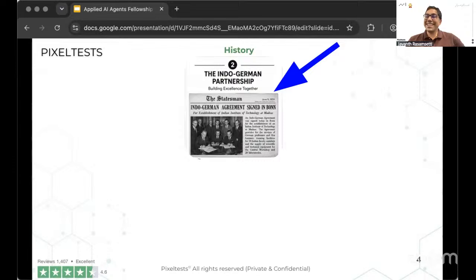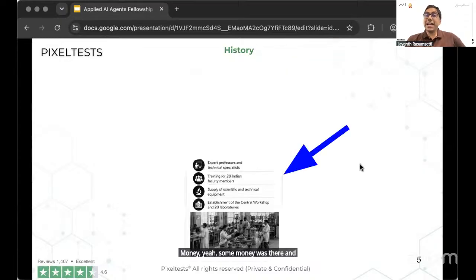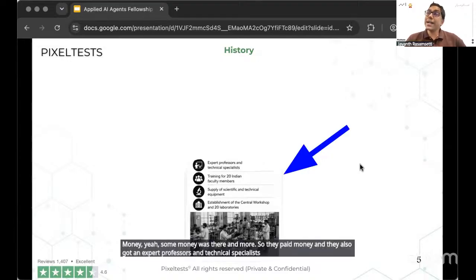Yes, some of you got it right. Resources, money, yeah, some money was there and more. So they paid money and they also brought in expert professors and technical specialists who worked in the World War, and they did training for about 20 Indian faculty members. That was the number one.